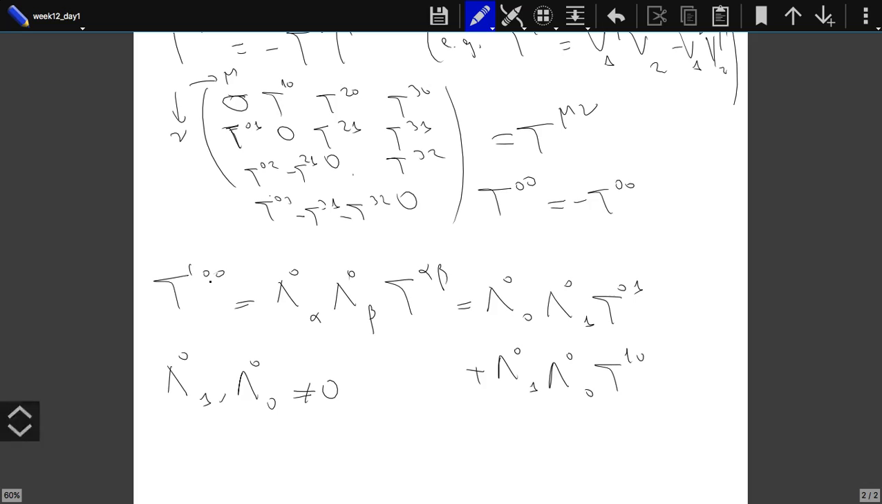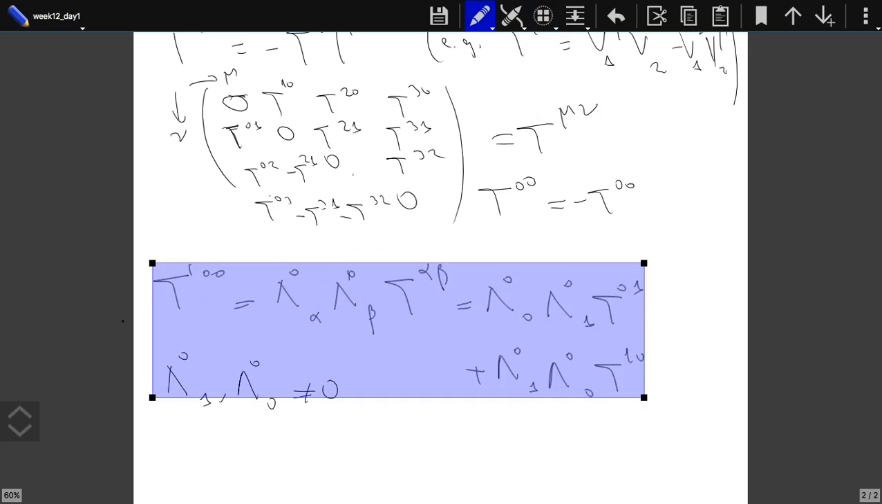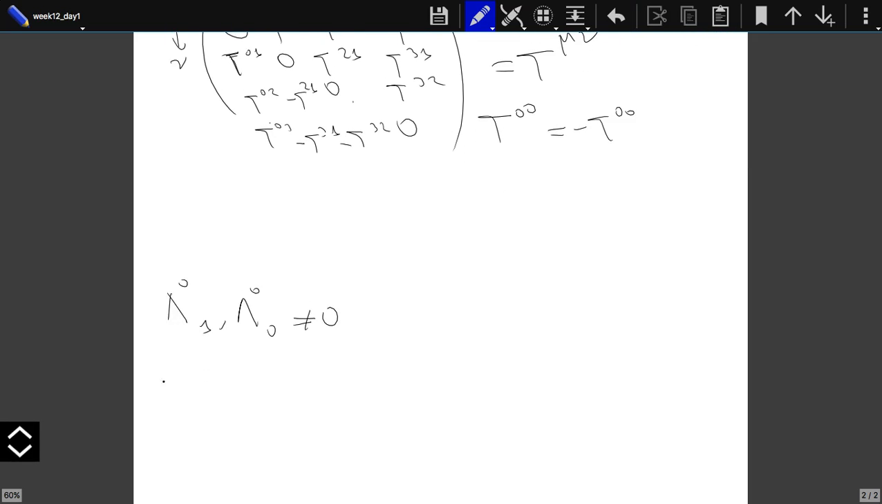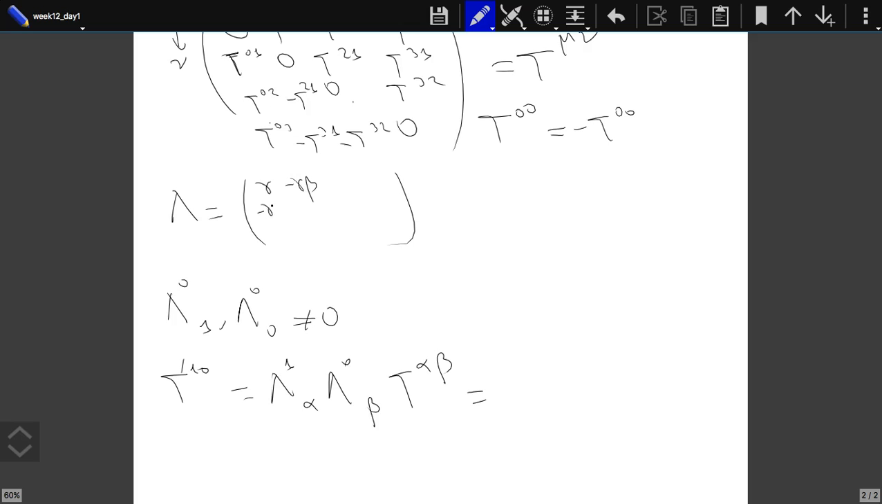And then I just looked at how the 0, 0 component changes if I, oh sorry, I made a stupid mistake. The 0, 0 component is 0 anyway. Let me look at how the 1, 0 component is modified as I go from one reference frame to the other one. This is lambda 1 alpha, lambda 0 beta, T alpha beta. Now remember, this lambda matrix is this one: gamma, minus gamma beta, minus gamma beta, gamma, 1, 1, all zeros.